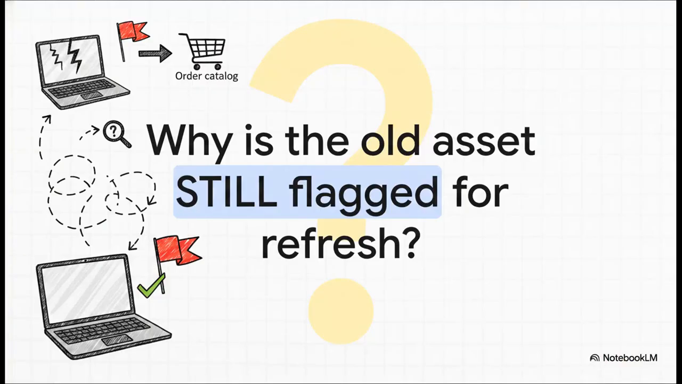Picture this scenario. You've noticed an aged laptop, you order the replacement through the hardware asset refresh order catalog item, and you've successfully deployed the shiny new hardware. Awesome, right? But then you look at the system and the old asset remains stubbornly flagged as eligible for refresh. No way. So what gives?